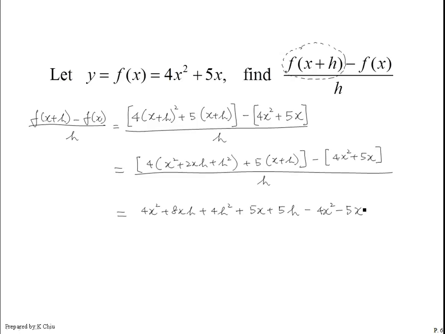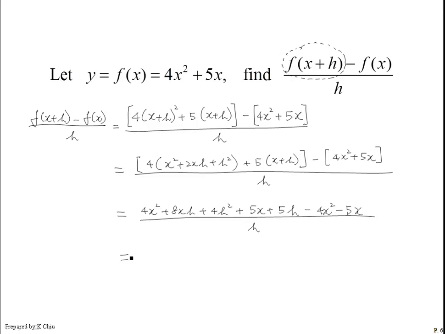Now, if you don't remember that, put down a note to help yourself remember: whenever you subtract a parenthesis, when you remove that parenthesis, you need to change sign. That is why from the very beginning we cannot just put down minus 4x squared plus 5x. We must have a bracket. And then the whole thing divided by h.